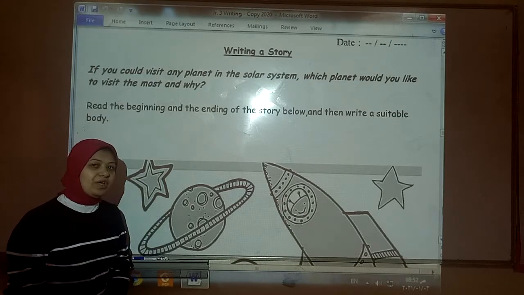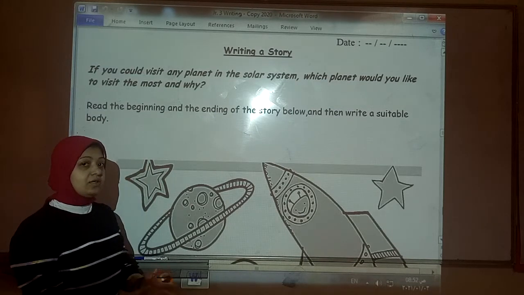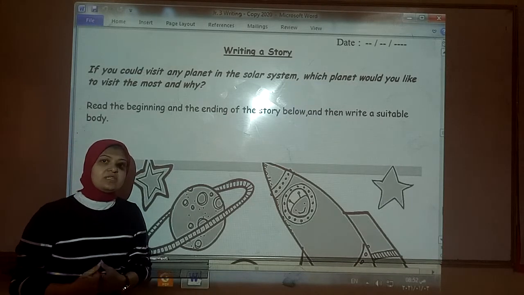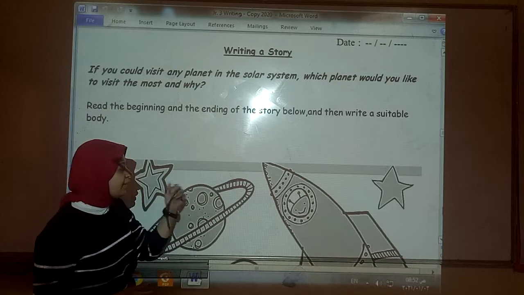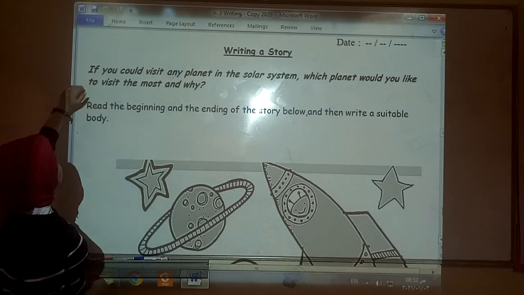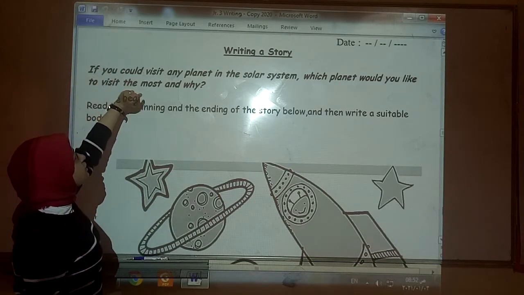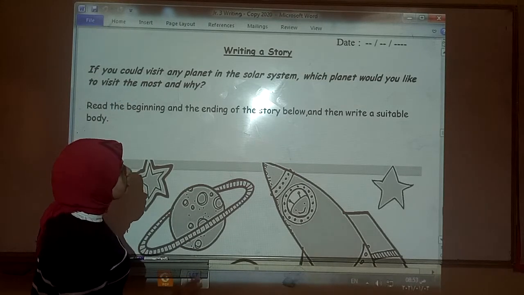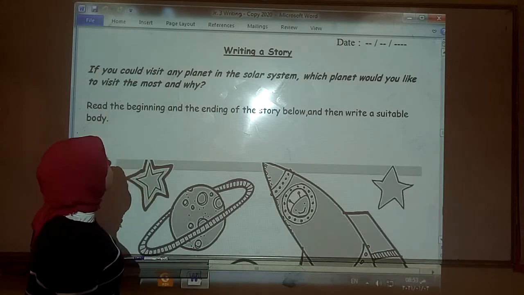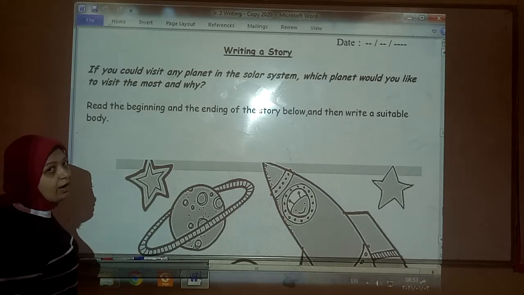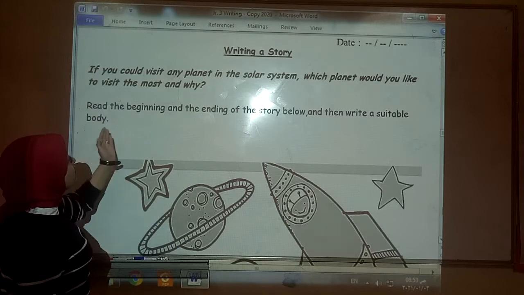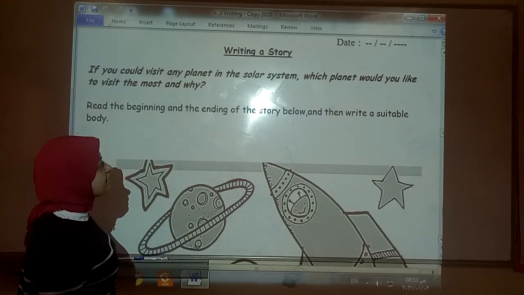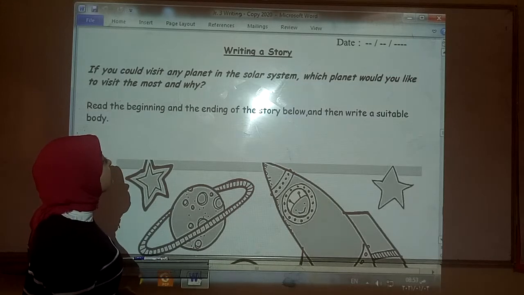Today we are going to start writing together our narrative story as we discussed before. Here he is asking us if you could visit any planet in the solar system. Which planet would you like to visit the most and why? Read the beginning and the ending of the story below and then write a suitable body.